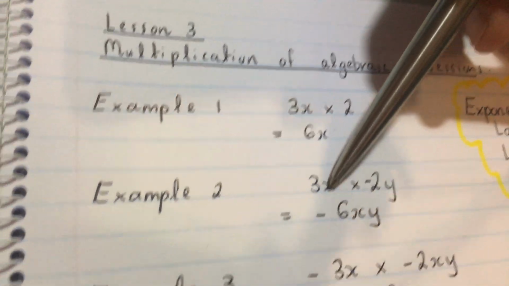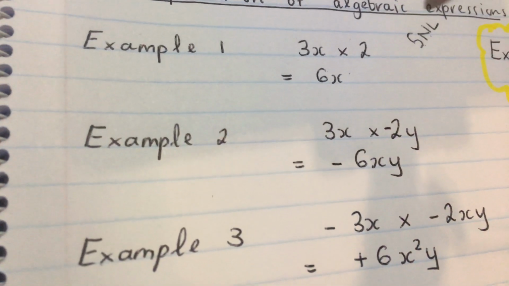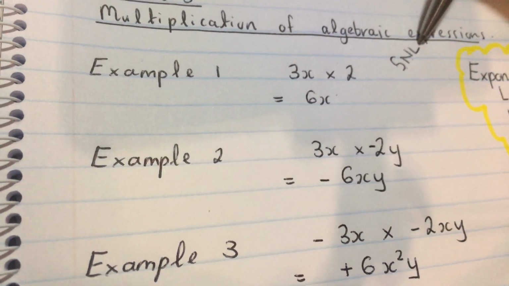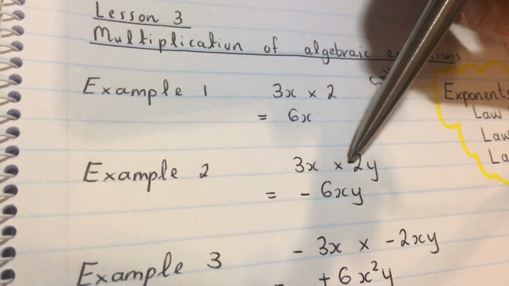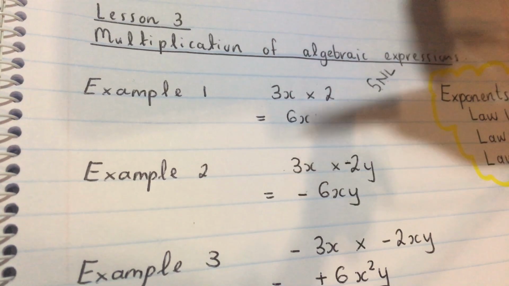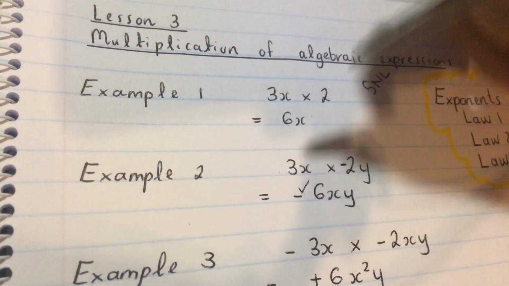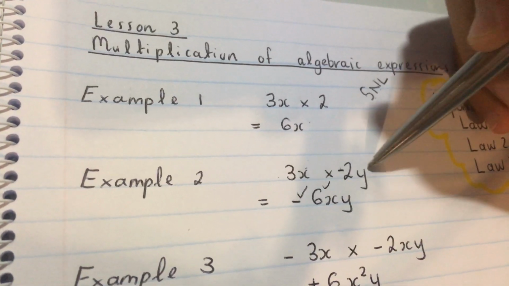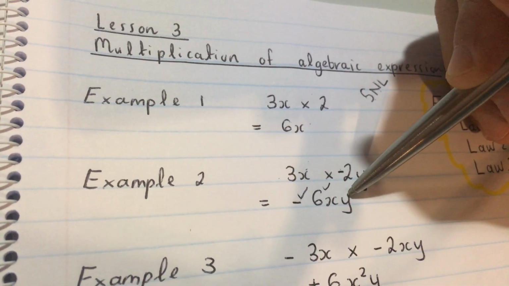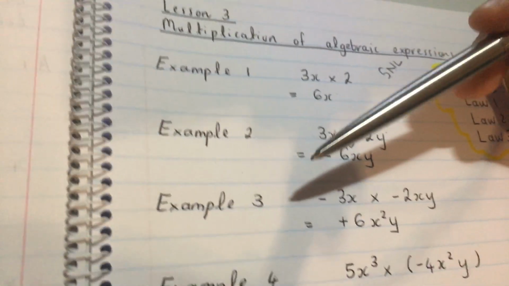Let's look at example 2. We can't forget sign, number, letter. I've taught you this. Are there signs here? Yes, there are. So what's a positive times a negative? It's a negative. You'll get a mark for that. Then what's 3 times 2? 6. And then x times y is xy.